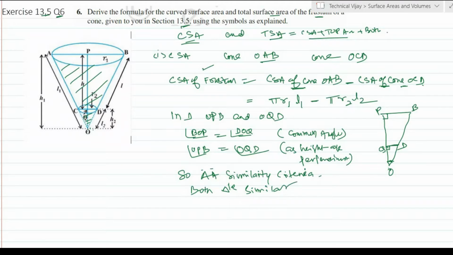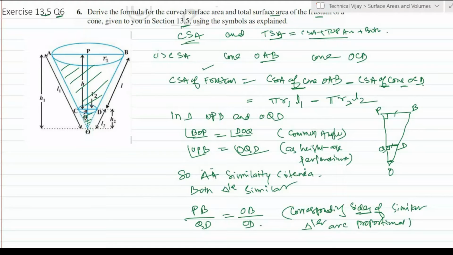Since they are similar, PB is parallel to QD. So the ratio PB by QD can be written as OB by OD, because corresponding sides of similar triangles are proportional. The corresponding side of PB is QD, and the corresponding side of OB, the bigger cone, is OD. So this is proportional.